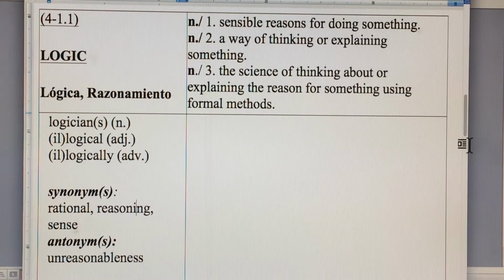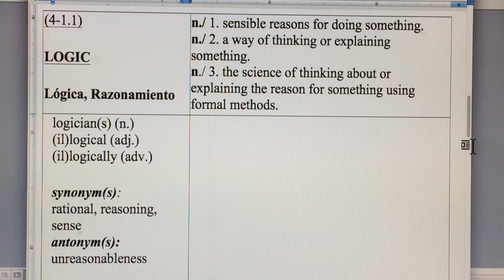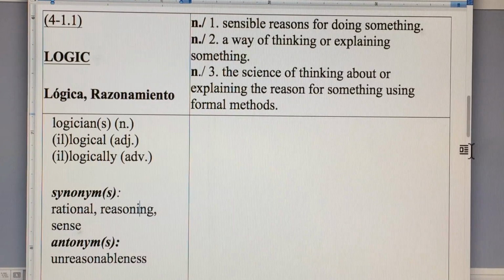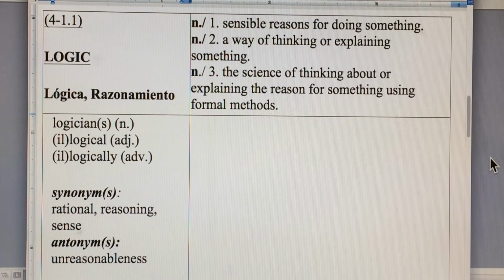The first one is just simply sensible reasons for doing something. Something that's sensible is reasonable. It's something that makes sense. So if you decide to go to the store to buy eggs, well, that is a sensible reason. You are using logic. I need eggs, I go to the store. If you go to the store to borrow books, that's not using logic because there's no books to borrow at the store.